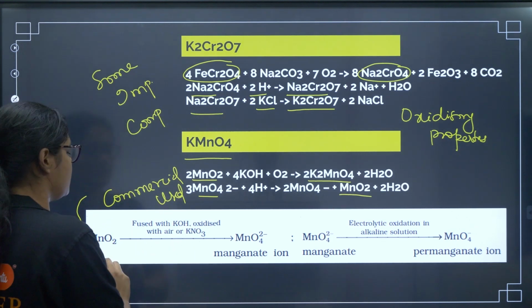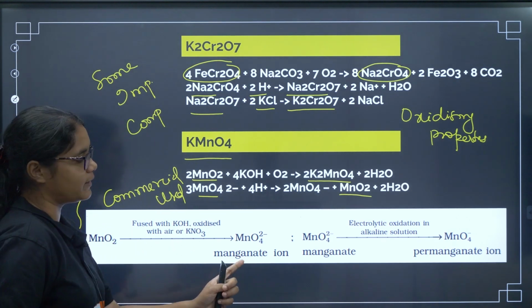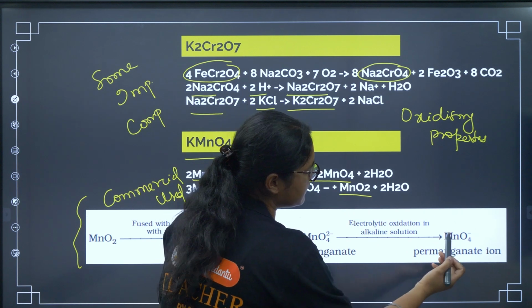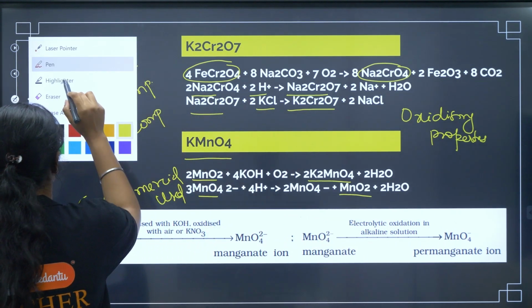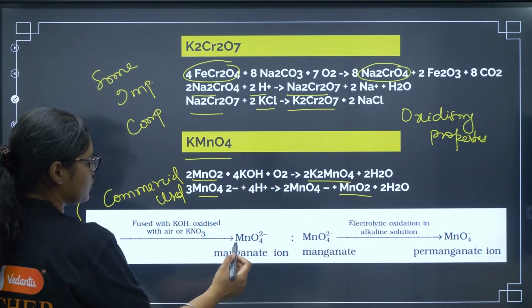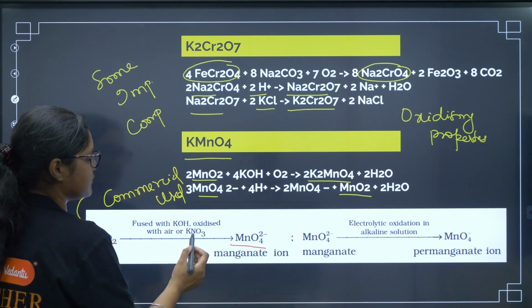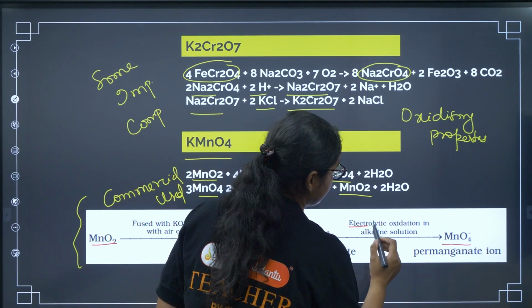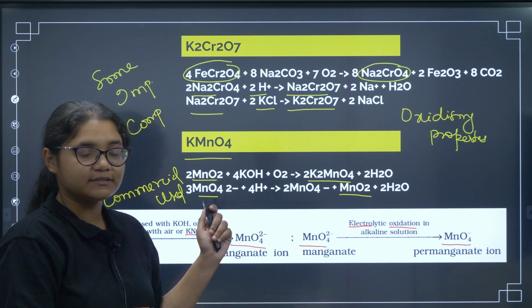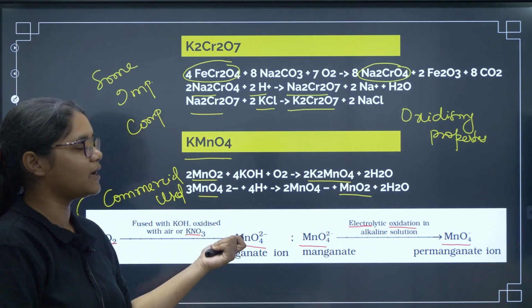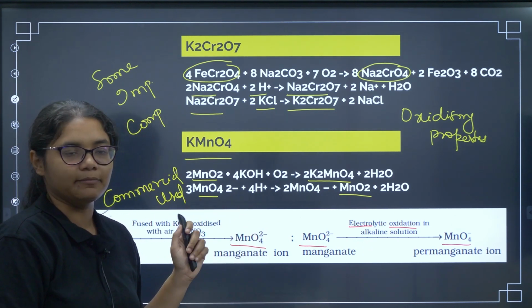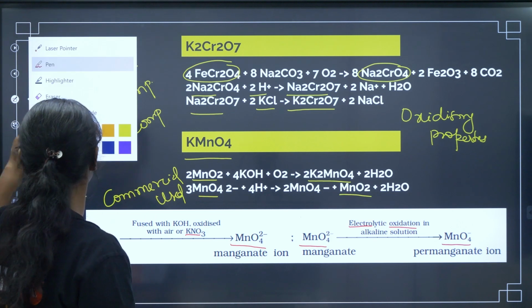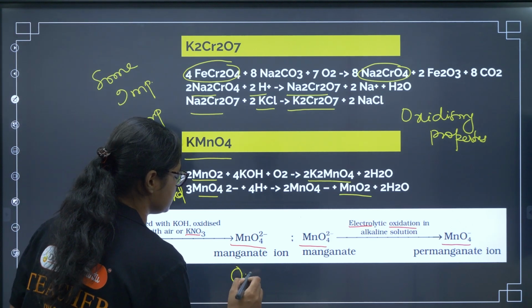Here MnO2 is first converted to MnO4 2-, then MnO4 2- is converted to MnO4-. MnO2 to MnO4 2- in the presence of KNO3, and then MnO4 2- to MnO4- by electrolytic oxidation. This is the commercial method. Reaction questions can be asked from this method, please remember. And then you also have to study the oxidizing properties of this one.